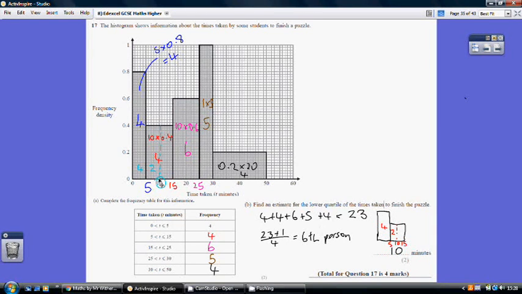So in other words, what I'm saying is, to the left-hand side of 10, we have an area of 6, because we got the 4 in the opening bar, and half of this second bar, giving us a combined total frequency of 6. So time taken is 10 minutes.